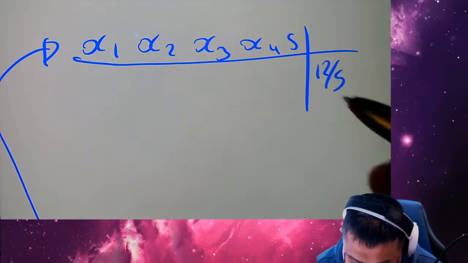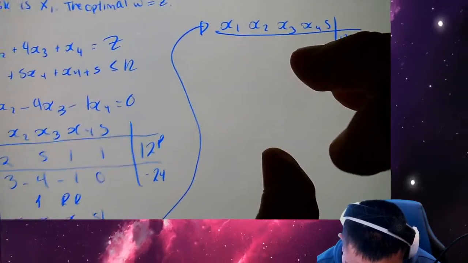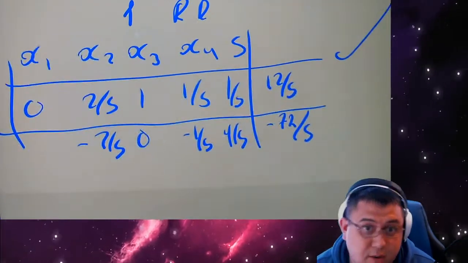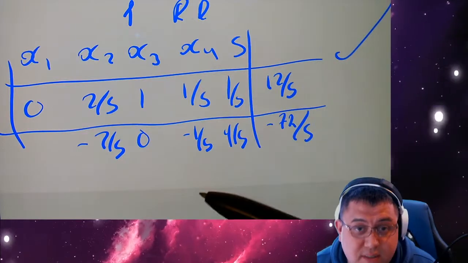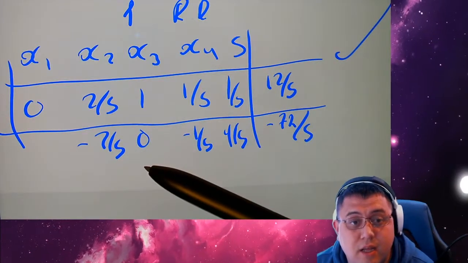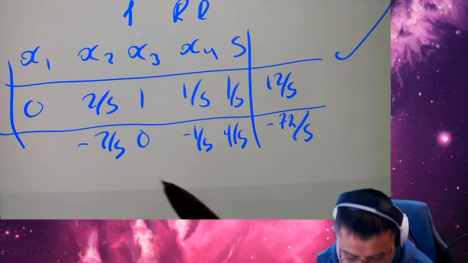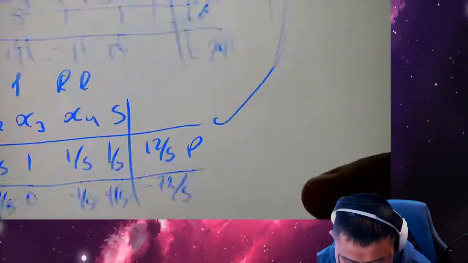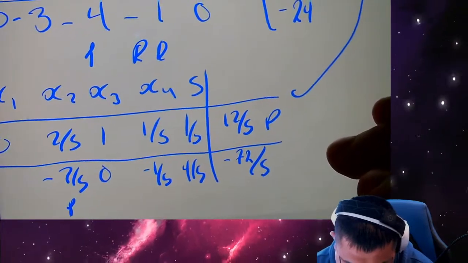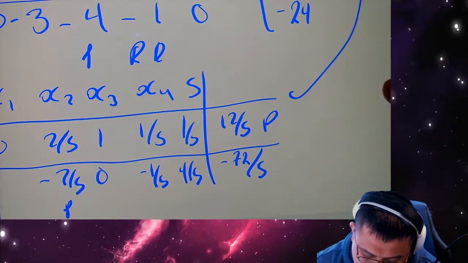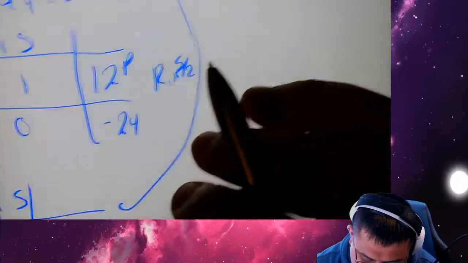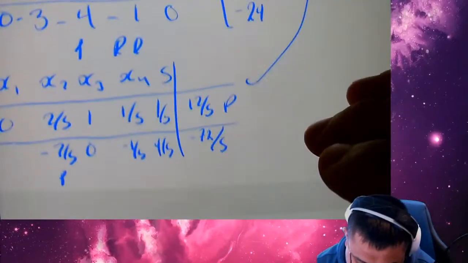Yep, 12 over 5. Oh, we gotta select our new pivot actually. So let's select our new pivot. Our new pivot is going to be, this is probably our lowest one right here. So we get P, and so P obviously, so 2 over 5. We multiply by 5 over 2. So what we're going to say is row 1 times 5 over 2. It's going to give us 1.